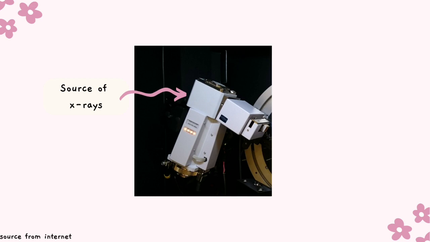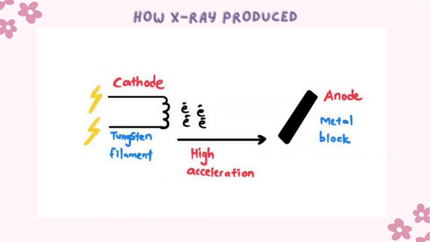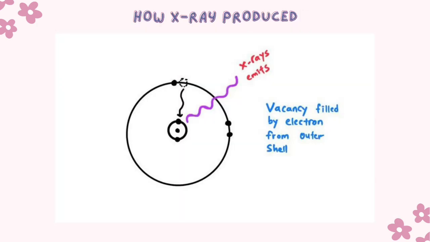It comprises an evacuated tube which contains a copper block anode bearing a metal target. The cathode is a tungsten filament. On passage of electric current through the filament, electrons are generated which move towards the anode under a highly accelerating voltage. The accelerating electrons, on striking the metal surface, knock out electrons from the inner shells, and the vacancies created are filled by electrons from the outer shells. In the process, metal atoms emit X-rays.